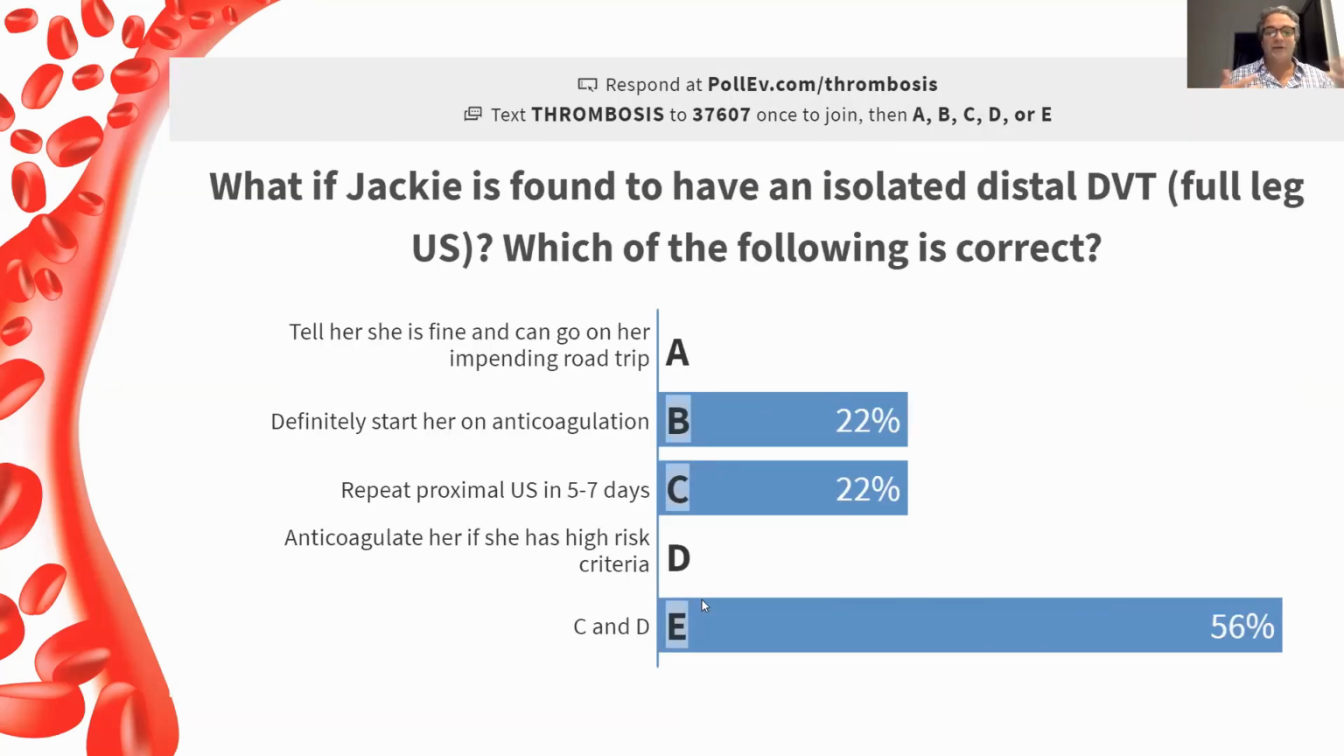That's a giveaway. You guys are good at multiple choice exams. Whenever you have a C and D, that's always the right answer. So yes, the right answer here would be C and D.